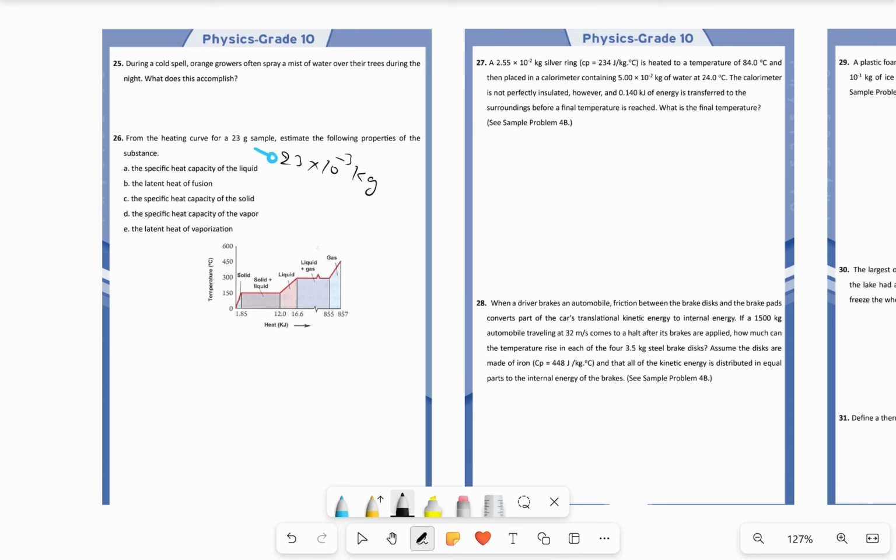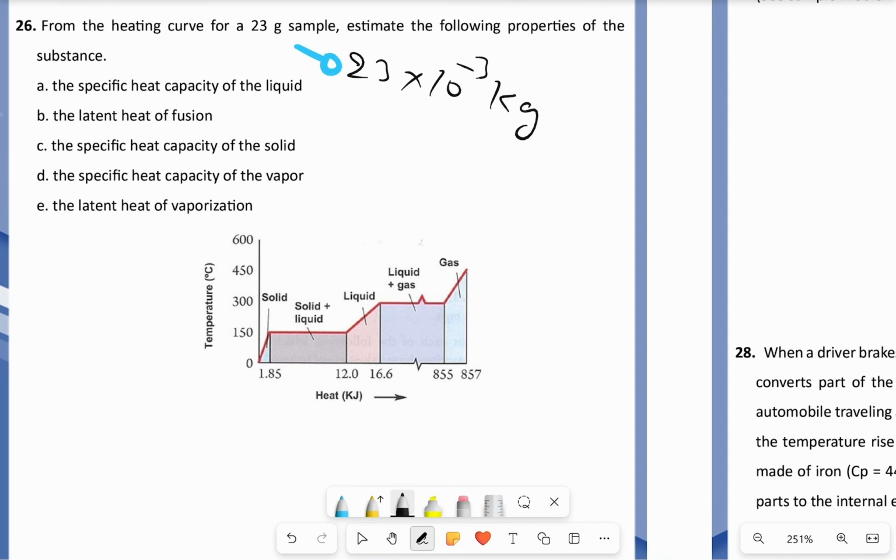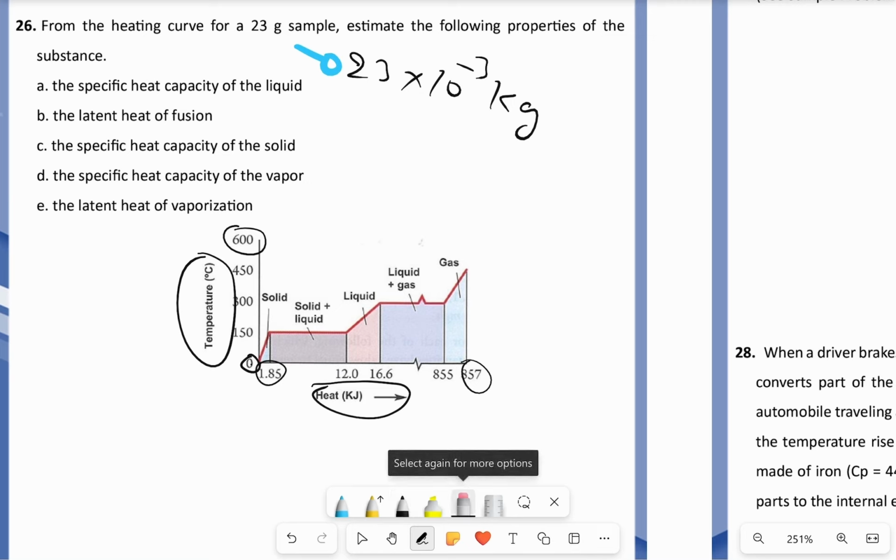Before that, let me explain this curve, this graph that we have. From the left side, we have temperature, which is measured in Celsius, from 0 Celsius to 600 Celsius. From the bottom, we have heat, which is measured in kilojoules. It means whenever you are using these numbers from 0 to 857, we're going to multiply them by 10 to the power of 3 because you have to change kilojoules to joules.